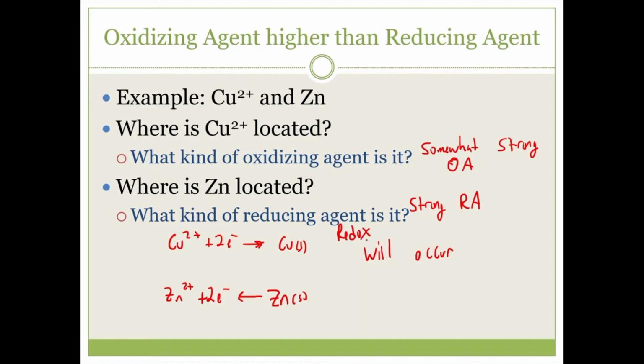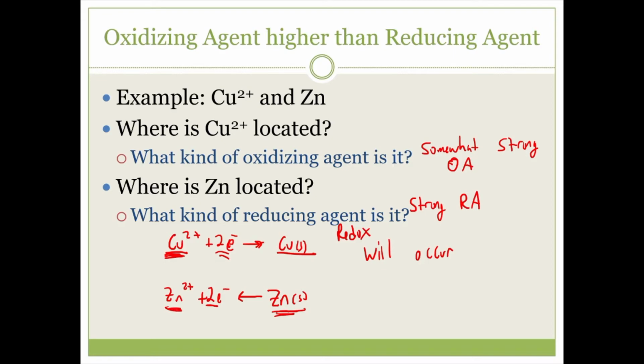A redox reaction will occur because you have a strong oxidizing agent wanting to gain electrons. You have a strong reducing agent wanting to give up electrons, and the two of them combined will have a happy reaction. The copper 2+ will gladly take the 2 electrons that the zinc is giving up to become solid copper, and the zinc will happily give up its 2 electrons to the copper 2+ to become zinc 2+.